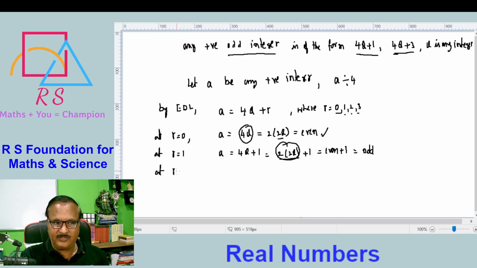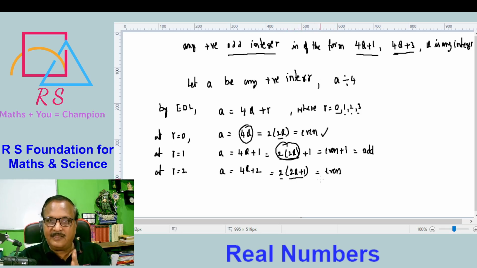Similarly, at r is equal to 2, a is equal to 4q plus 2. Then I can take 2 common: 2 into 2q plus 1. 2q plus 1 is an integer, whether it is odd or even, and that is multiplied by 2, so it is always an even number. It is yesterday's definition. So at r is equal to 2, we got a is even.